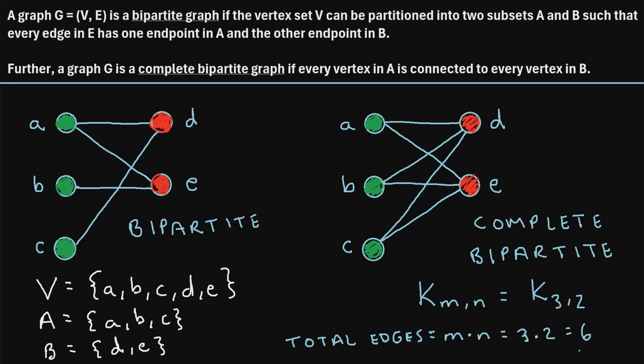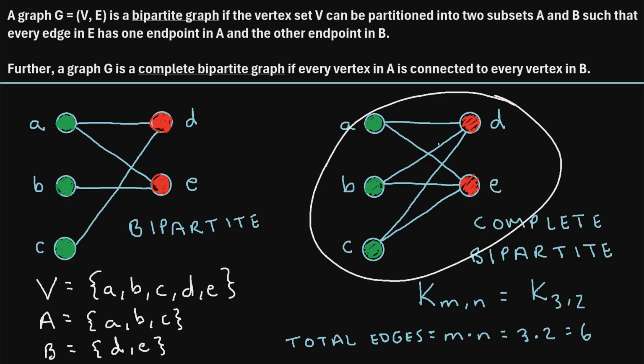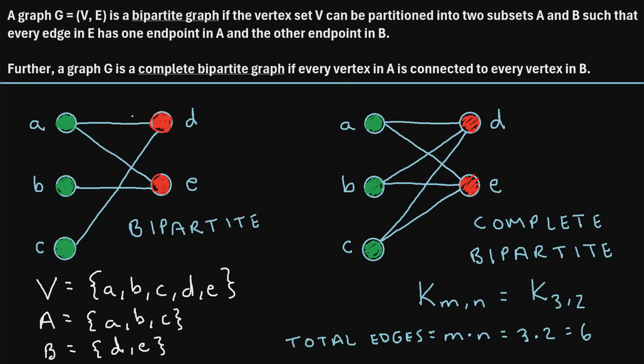So this is actually a quick way to verify whether a bipartite graph is a complete bipartite graph or not. So in this case, we can verify that this graph does have 6 total edges if we count the total number of edges. But in this graph, we'll find that there are only 1, 2, 3, 4 total edges. So that's how we know it's not a complete bipartite graph. So just keep that in mind.